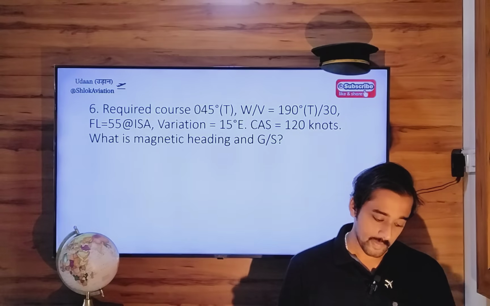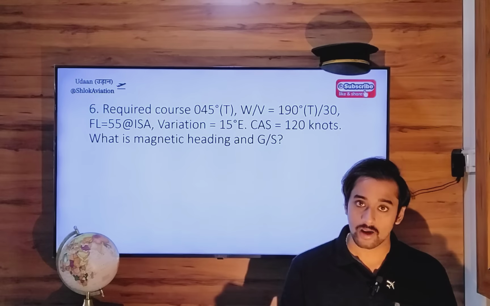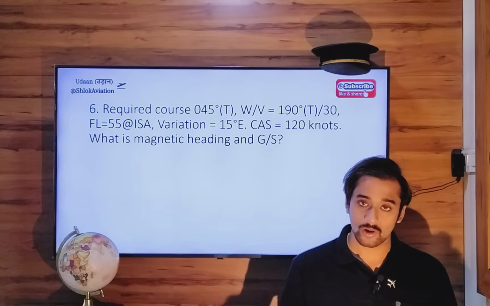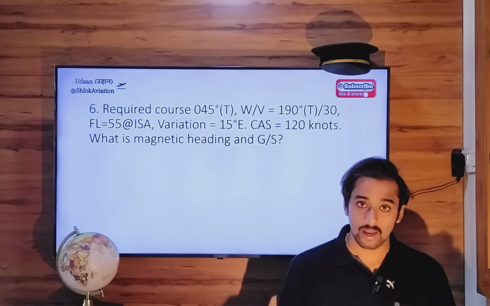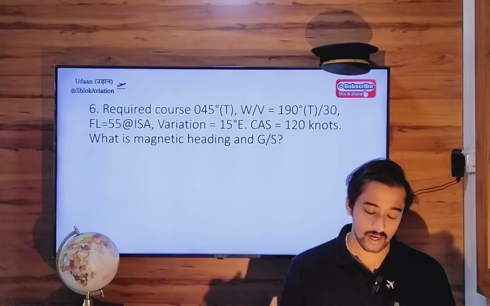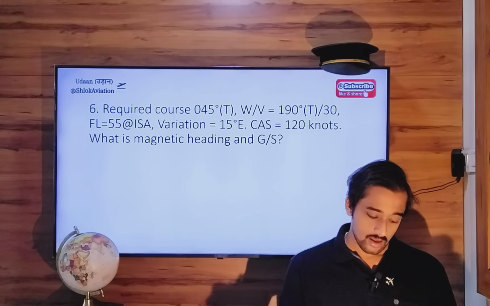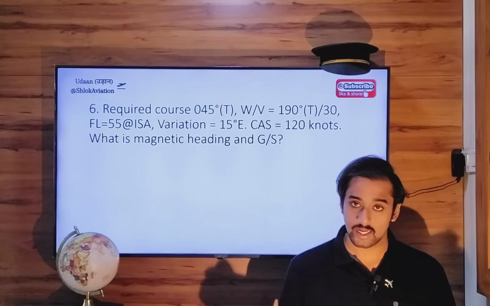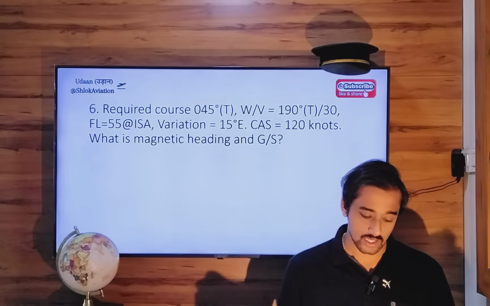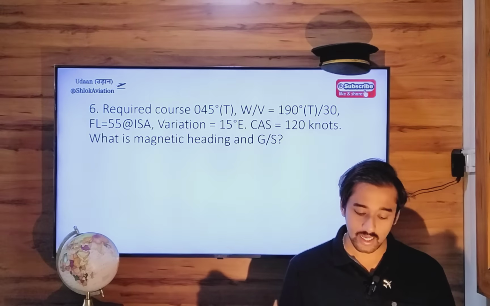Question 6. Required course is 045. Wind velocity is so and so. Flight level is 55, which is 5500 feet. ISA conditions exist. Variation is given. Calibrated airspeed or indicated airspeed is given. What is the magnetic heading and ground speed?